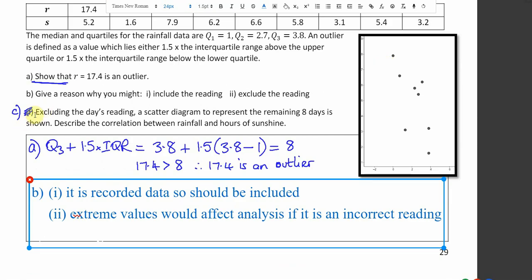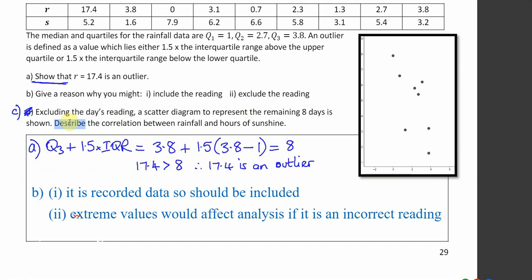And now part C, so it's D in your notes, please change it to C. Excluding the day's reading, a scatter diagram to represent the remaining 8 days is shown. Describe the correlation between rainfall and hours of sunshine. So take a look at this scatter diagram. Does there seem to be a trend where it's not very strong correlation, but if we were to draw a line of best fit, it would probably be roughly in that direction. So it's definitely not positive correlation. If there's any correlation there, it would be weak and it would be negative.